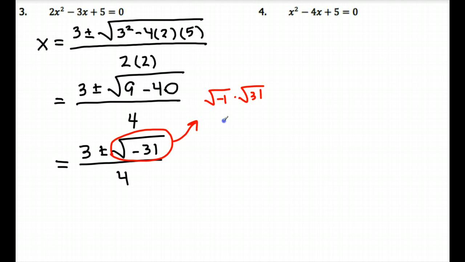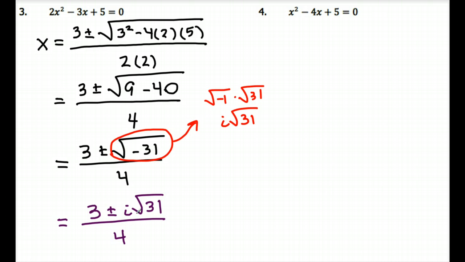And so this is going to become i radical 31. And then radical 31 is as simplified as we can make it. 31 is prime, so we can't pull out any perfect squares. So that means that I can rewrite my answer as 3 plus or minus i radical 31 all over 4.